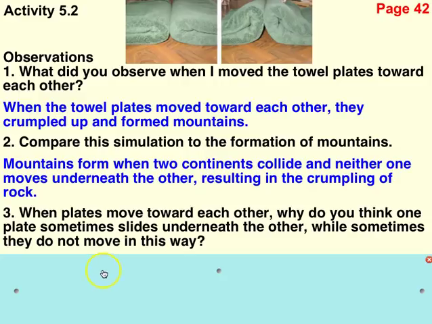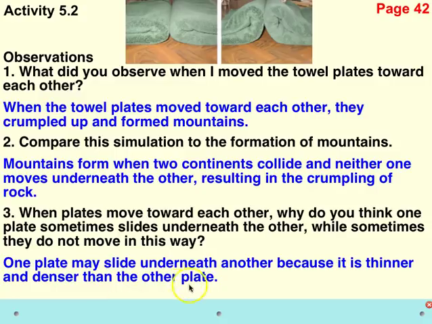All right, so what did you come up with? Well, one plate may slide underneath another plate because it's thinner and denser. And we've been talking about this quite a bit in this unit, so this should have been a really easy question. Now, if it's two continental plates, they tend to crumple up. But if it's an oceanic plate and a continental plate, the thinner one, which an oceanic crust is thinner, so the lithosphere is going to be thinner, and it's more dense, it's going to slip and slide underneath the continental plates.